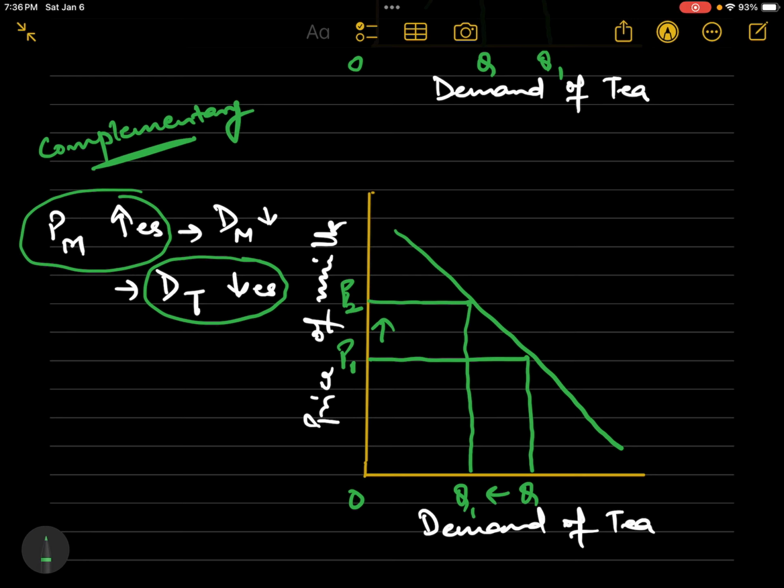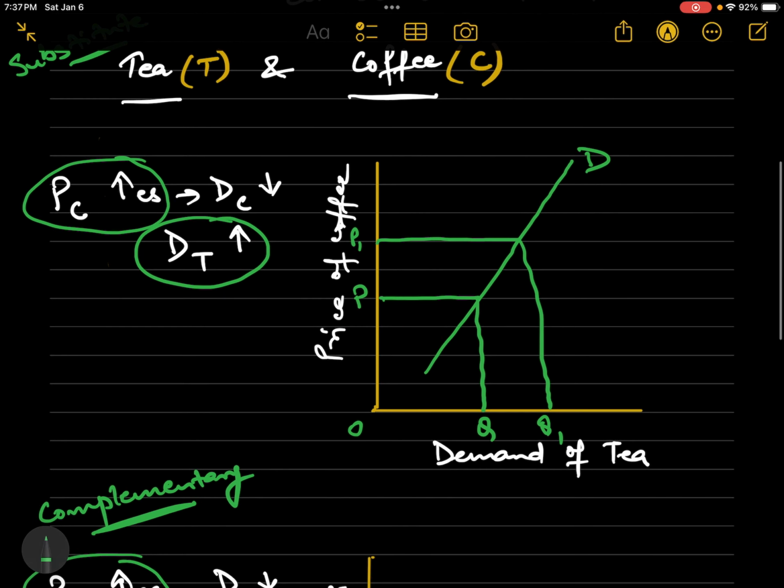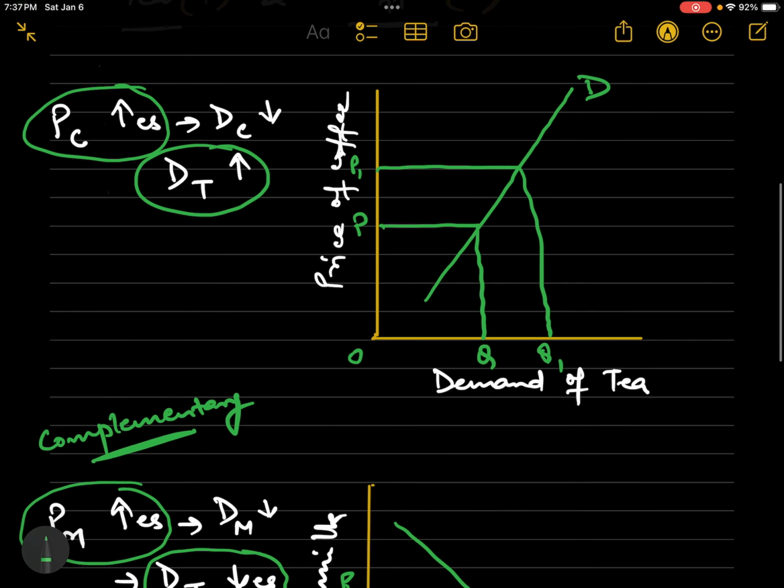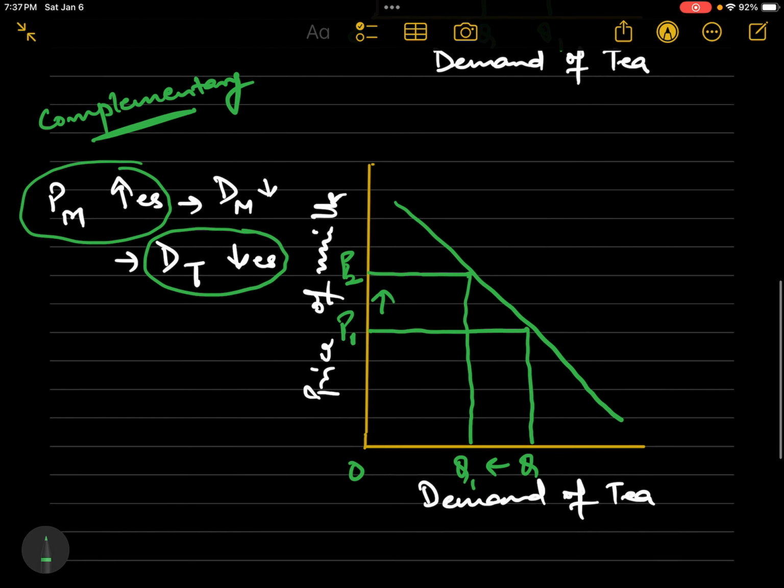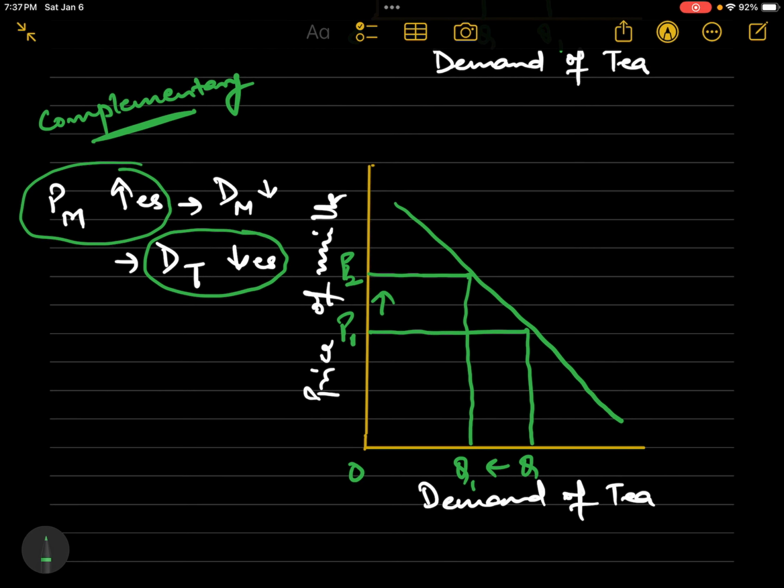So this also tells us the shapes of the curves. In the case of substitute goods, we have a positive relationship between demand for the commodity and the price of its substitute. In the case of complementary goods, which are used together, if the price of one good goes up, it leads to a decrease in the demand for the other good.